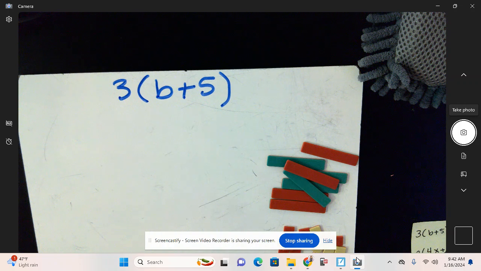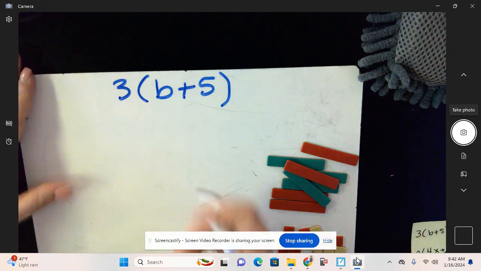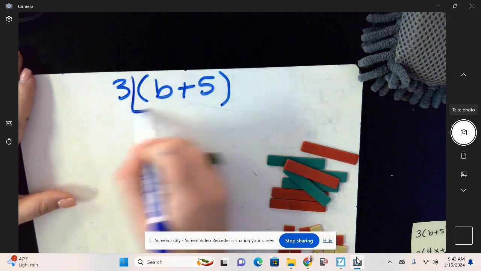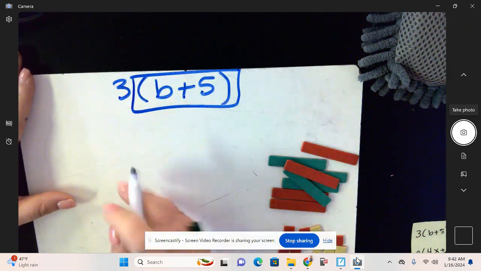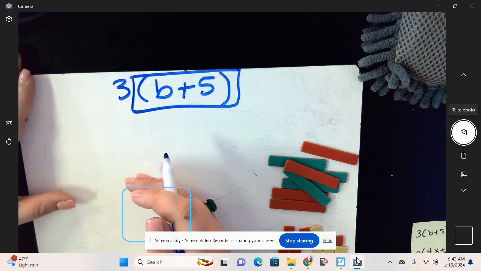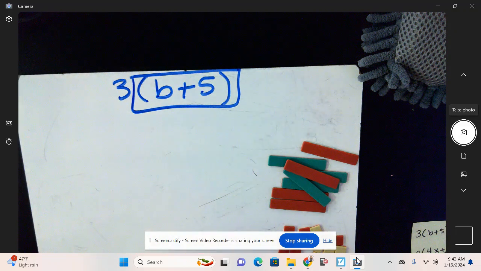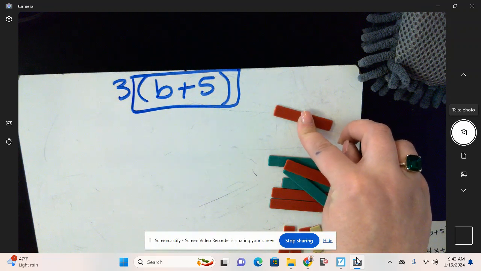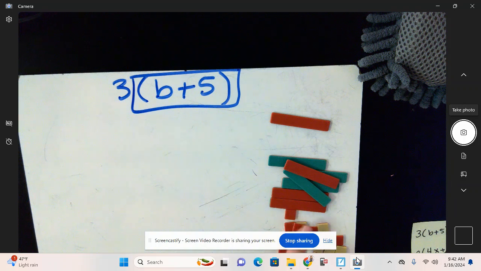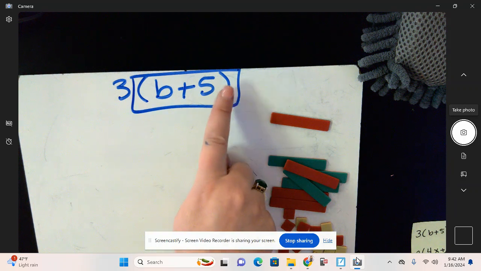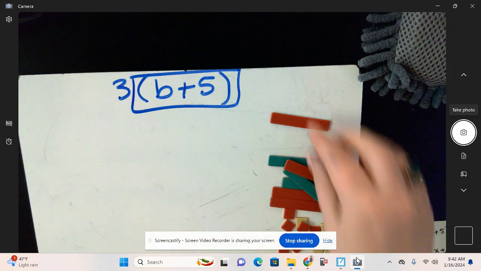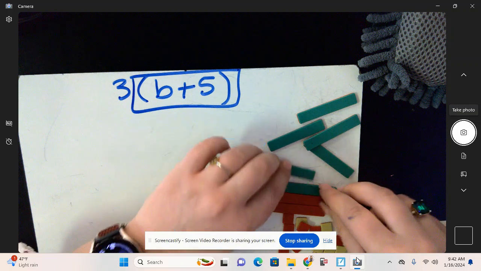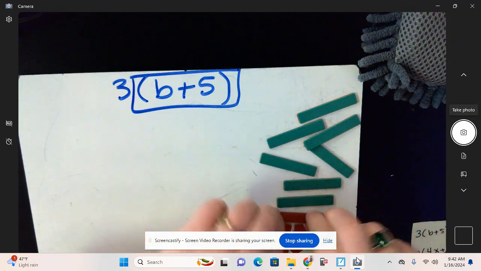All right. We're going to look at the group first. Parentheses are grouping symbols. So this is the group. This is what we're building. Okay, we're building b plus 5. Our rods here are going to represent our variables, the letters. And our little ones here, our little squares, are going to represent the ones. Okay, I'm only going to use green for the rods right now. Make sure they're all flipped to the green because you're only using green.